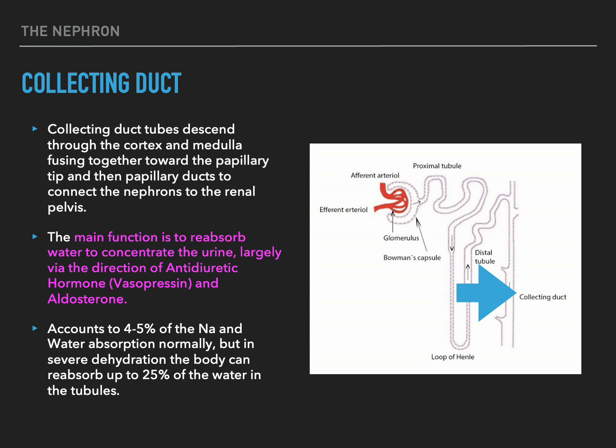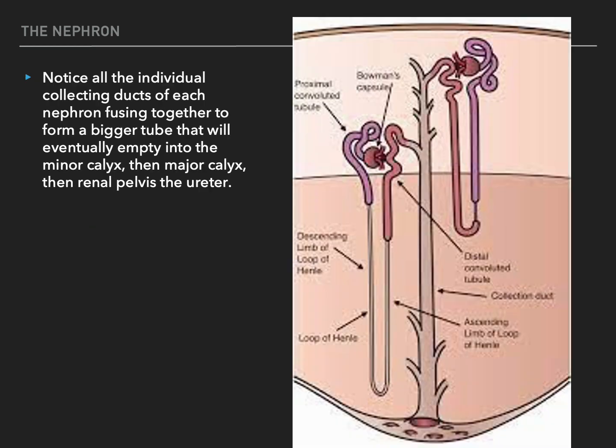The main function of the collecting duct is to reabsorb water to concentrate the urine. And this is largely under the direction of both antidiuretic hormone, also known as vasopressin, and aldosterone. Generally, the amount of sodium and water that's reabsorbed is a small amount, 4 to 5%. But in severe dehydration, the body can absorb up to 25% of the water in the tubules.